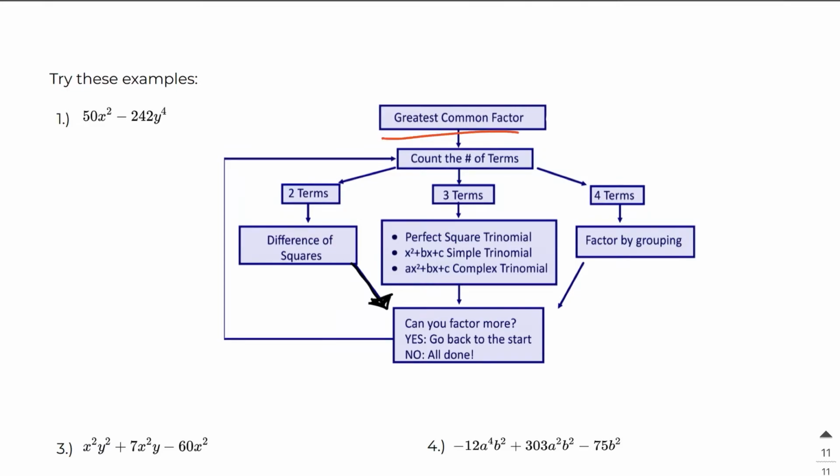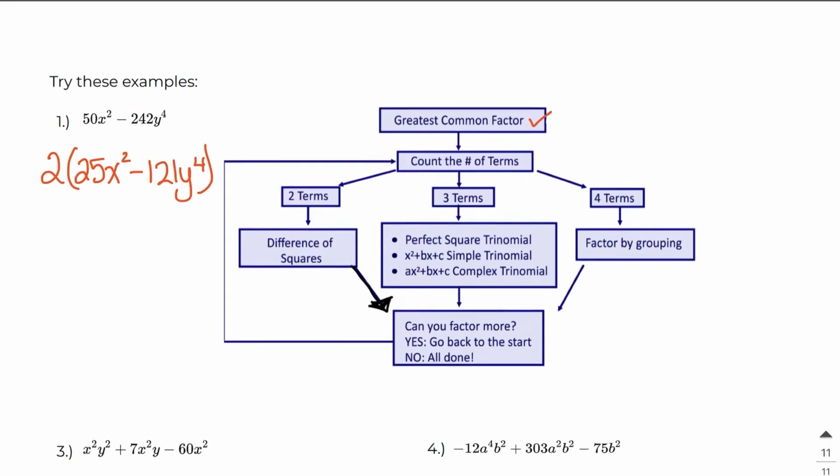Okay, so in our next example, we're going to use this factoring decision tree. The first thing we want to ask ourselves is, is there a common factor? Is there anything in common with these terms here? Although they don't have a variable in common, they're both even numbers, so they're both divisible by 2. When I factor out the 2 from the 50x squared, I get 25x squared. And when I factor it out of negative 242y to the power of 4, I get negative 121y to the power of 4. So I'm done with the greatest common factor.